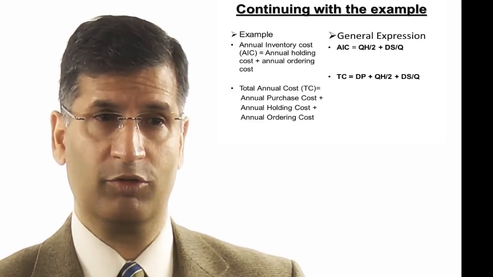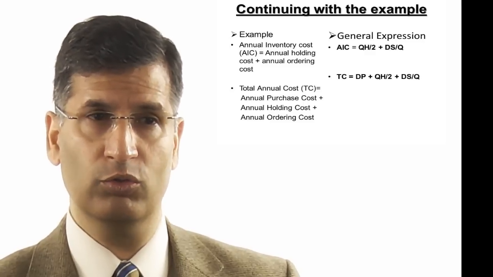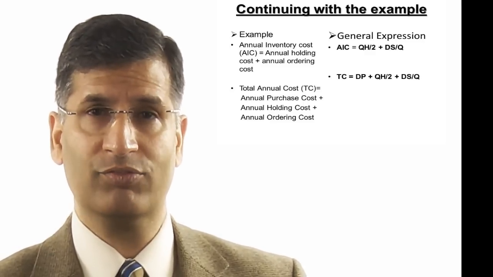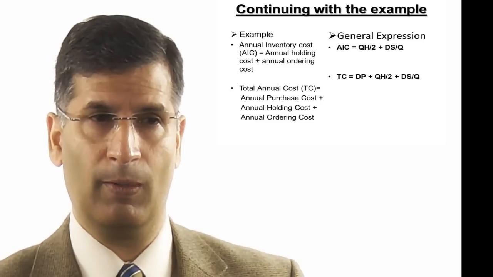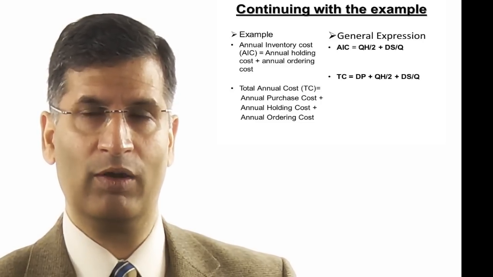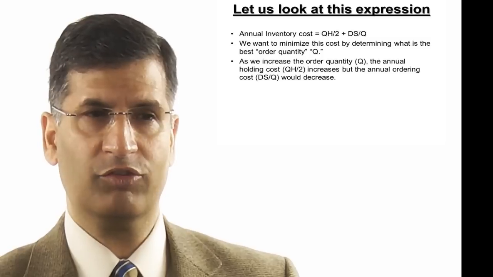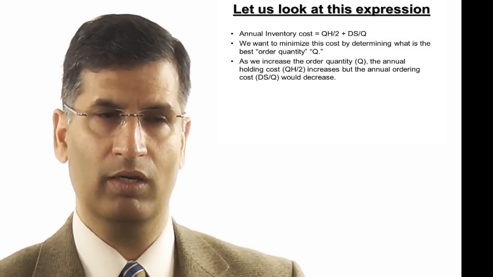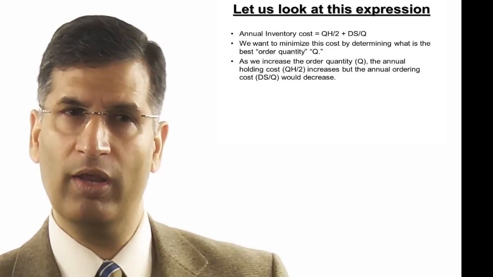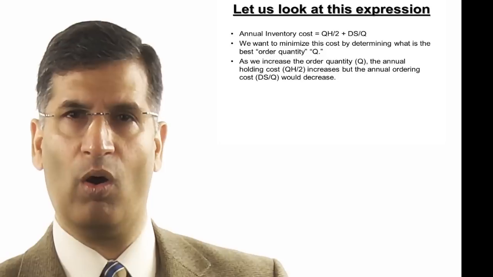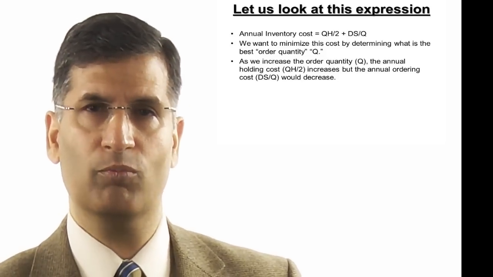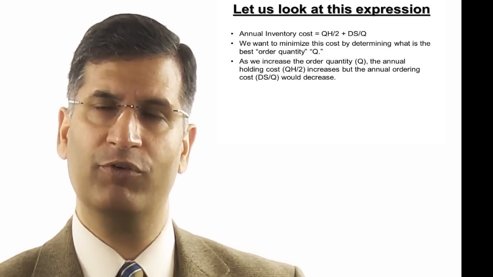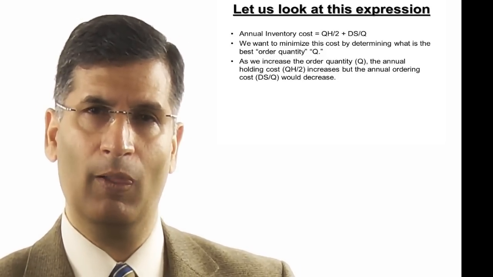By the way, there is another expression which is total cost. This one includes AIC plus the purchase price. And this will be useful when we are looking at the quantity discount model. Look at this expression, QH by 2 plus DS over Q. As I mentioned, as Q increases, holding cost increases, but ordering cost decreases. You buy more at a time, you will buy fewer times per year.